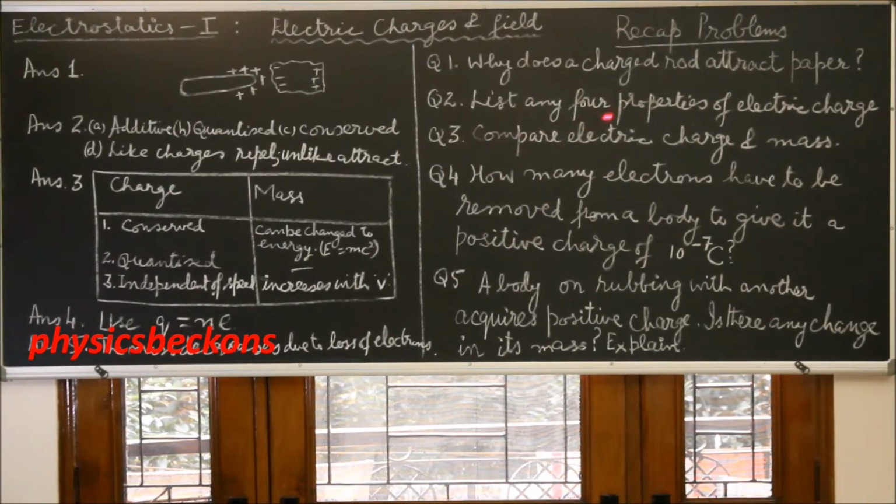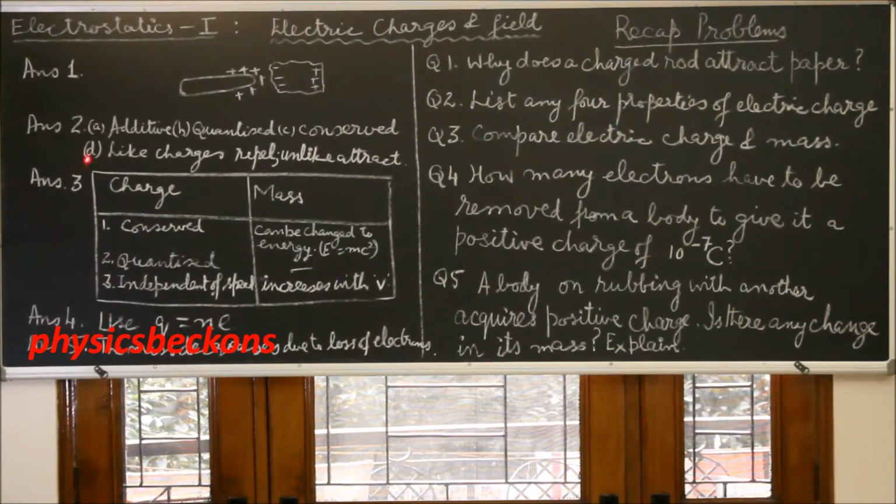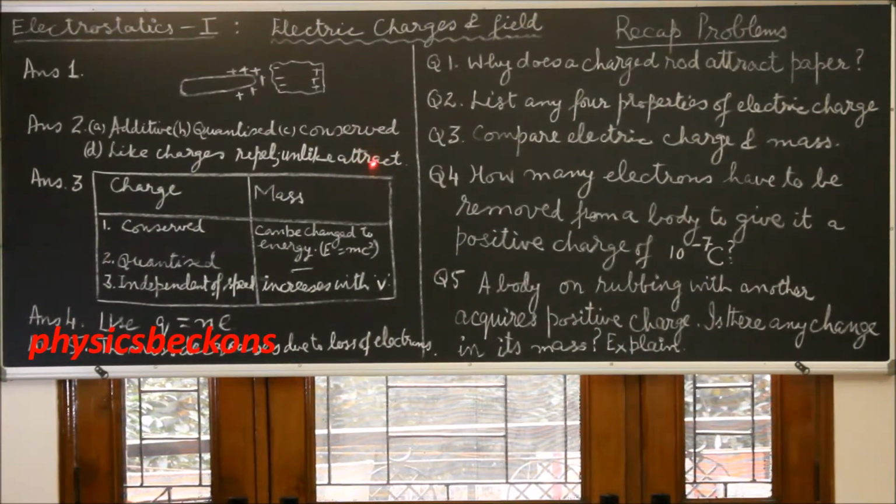Second question, list any four properties of electric charge. The properties of charge are: it is additive in nature, the charge is quantized, the charge always remains conserved when we consider an isolated system, similar charges or like charges repel, and unlike charges attract.